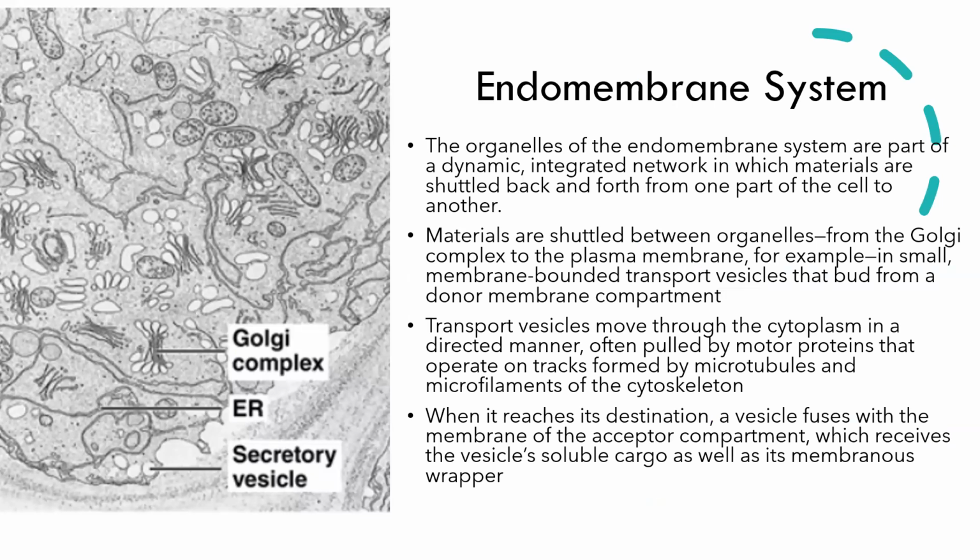Now, let's look back at the definition one by one. It's a dynamic network, meaning materials are constantly being synthesized or degraded. The endomembrane system is constantly changing. And it's also an integrated network. They are connected with one another. And one of the main functions of the endomembrane system is to shuttle materials.